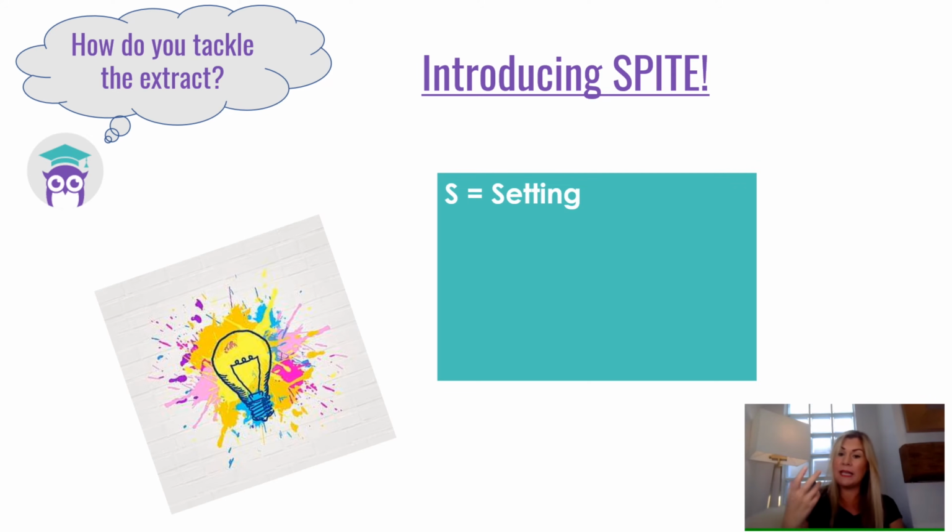So the S of SPITE stands for setting. So the first thing you need to do when you're looking at that extract is you think, okay, what's the setting like? Where are the characters? What's the weather like? What's the time of day? And is it relevant to the topic of the question?